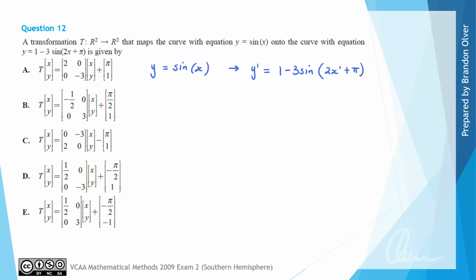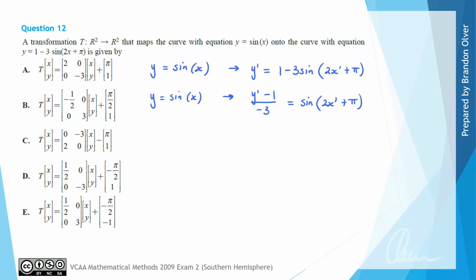And then what we're going to do is we're going to rearrange the second equation to get as much on the y side as we can. So we're still going to have y equals sine of x is mapping to, but now I'm going to do y dash, and I'm going to subtract 1 across and divide by the negative 3. And that will equal sine of 2x dash plus pi. And we can't get anything else onto the y side easily, so we leave it in that form.